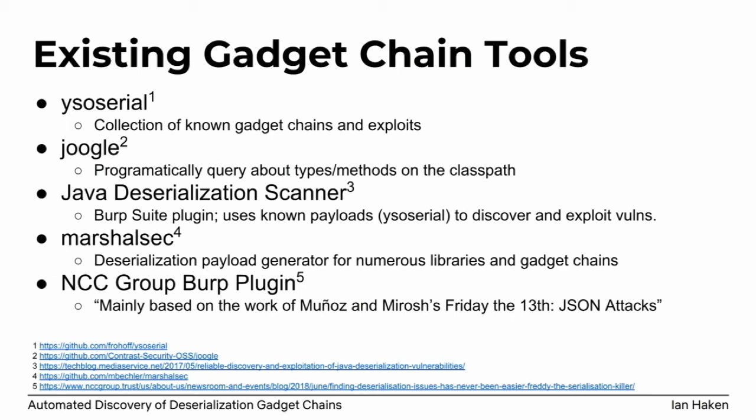There's the Java Deserialization Scanner. That's a Burp Suite plugin that basically uses payloads from ysoserial to dynamically scan your app and determine if any of those payloads work. Already mentioned MarshalSec. Earlier this year, the NCC Group released a Burp Suite plugin, which again kind of does the same thing as the other Burp Suite plugin, but that one's mainly based on payloads from Muñoz and Miroshnikov's work at last week's Black Hat. But all of those things don't really do what I just described on the last page.